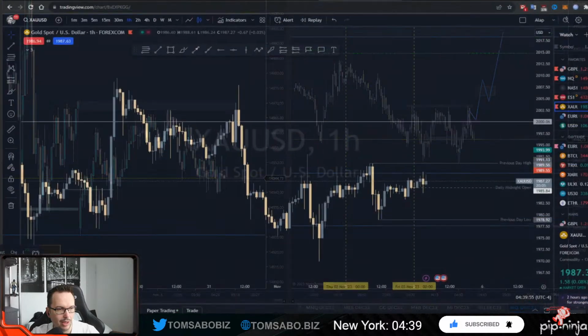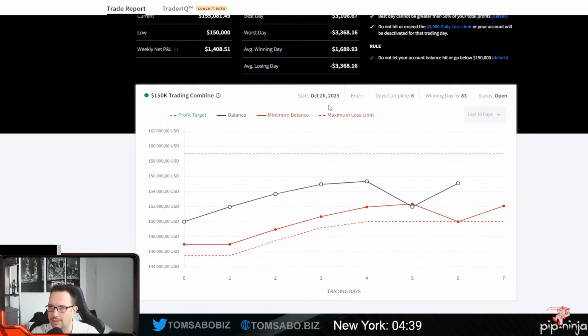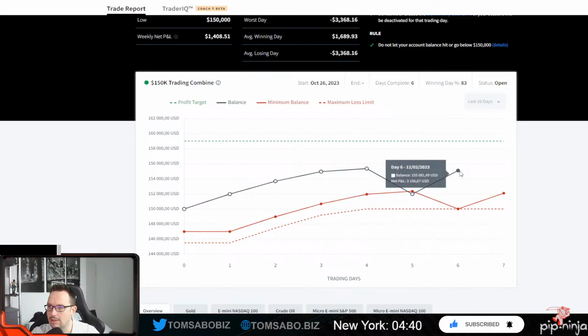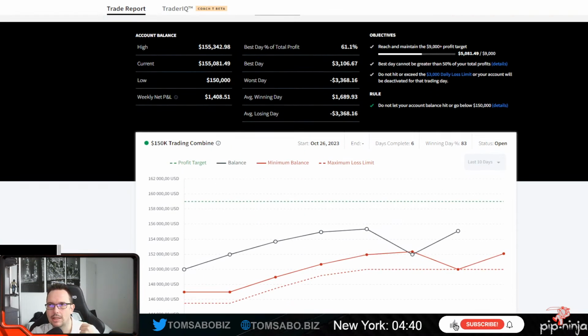And by the way, if someone would like to see an update, this was the Combine account which I started on the 26th, and 2 days ago I was on full tilt, and as you can see, I reached my daily loss limit, 3,364. I was on total full tilt, and it is what it is, guys. It can happen to anyone. Yesterday I managed to pull back $3,000 on this one, so we're back at 155. So that's how we're doing.